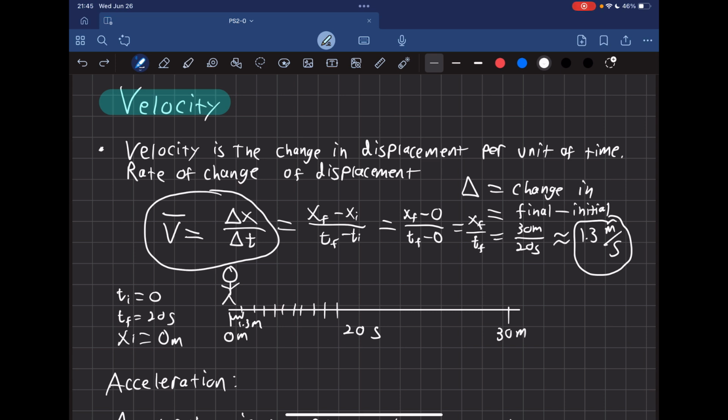That's what that triangle is representing. That triangle is delta, it's the Greek symbol delta, and it represents change in, and it's always measured in final minus initial.